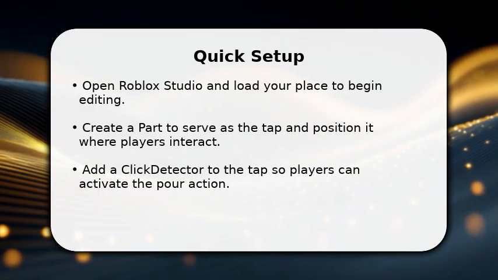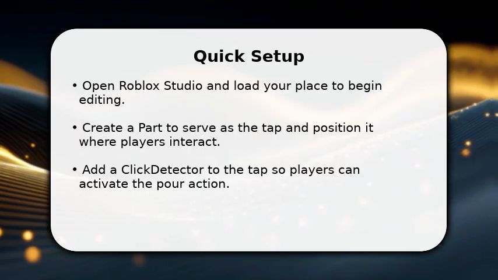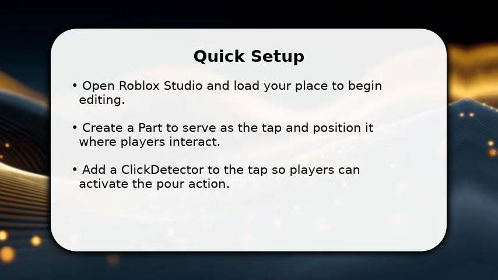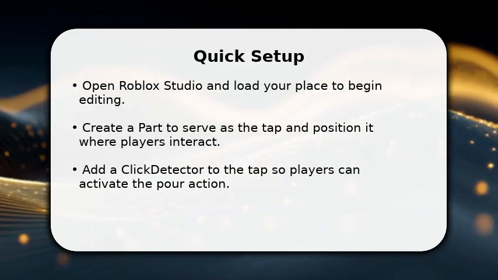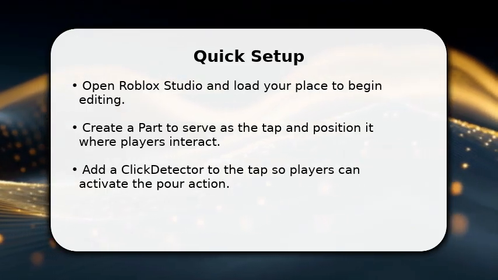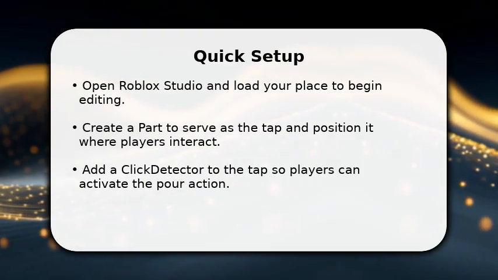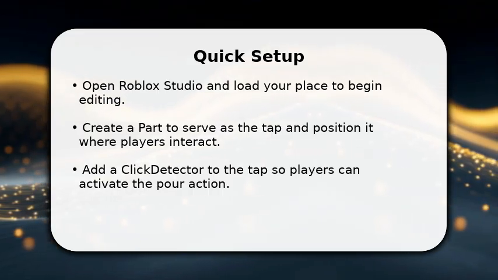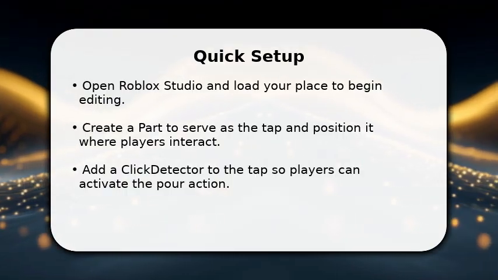In this video, I will show how to make drinks on tap Roblox. Open Roblox Studio, load your place, and create a part to act as the tap with a click detector. Add a server script to handle pour logic and a remote event for client feedback. Define drink types and connect UI updates to the pour event. Test in play mode to ensure the tap pours the correct drink and resets between uses for smooth gameplay.